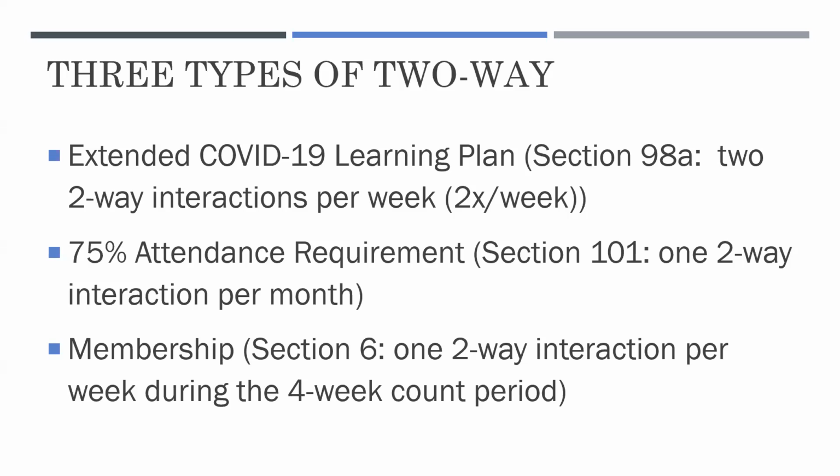And then finally, we'll get into the different ways to meet the membership requirement in a couple more slides. But membership, Section 6, is where we find the last place where two-way is referenced. And if you're using two-way to meet the membership requirement, and I would highly recommend that you do, since you have to be doing two-ways for the first two purposes that we've gone through anyway, you're going to want to have at least one two-way interaction with all of your kids during each week of the count period. That is specifically defined as Wednesday to Tuesday, starting with count day.